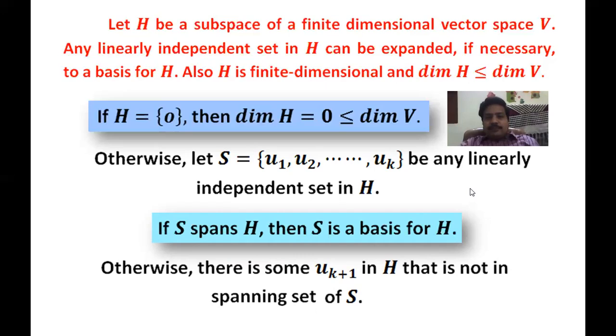Otherwise, there is some U(K+1) in H that is not in the span of S. Here we are taking that S does not span H. If S is not spanning H, that means that there is some vector in H which is not a linear combination of these vectors. So let that vector be U(K+1). So if S does not span H, there is some U(K+1) in H that is not in the span of S.